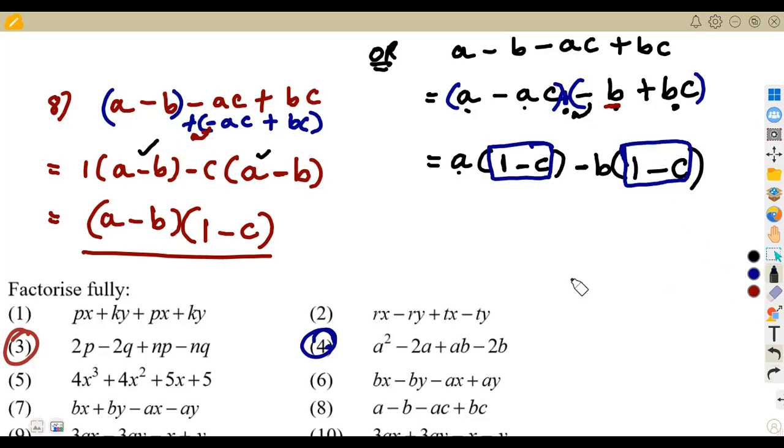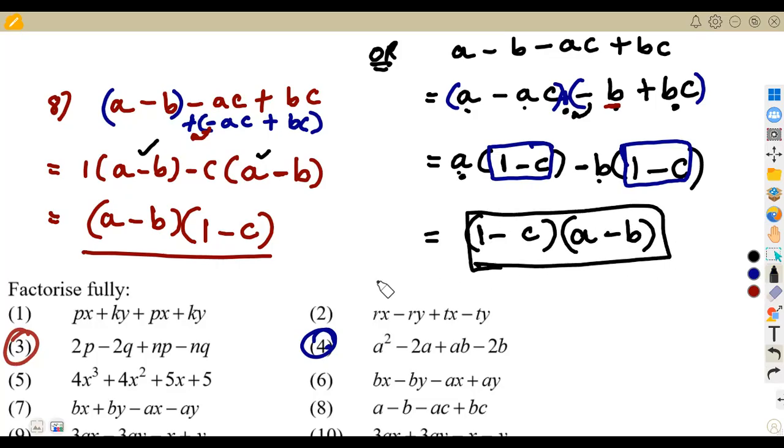If I factor out this bracket of 1 minus C, what am I going to have? I'm going to remain here with A. On this part, I'm going to remain with minus B. So that means this will be my final answer at the end. As you can see, this is one and the same thing as what we have here.